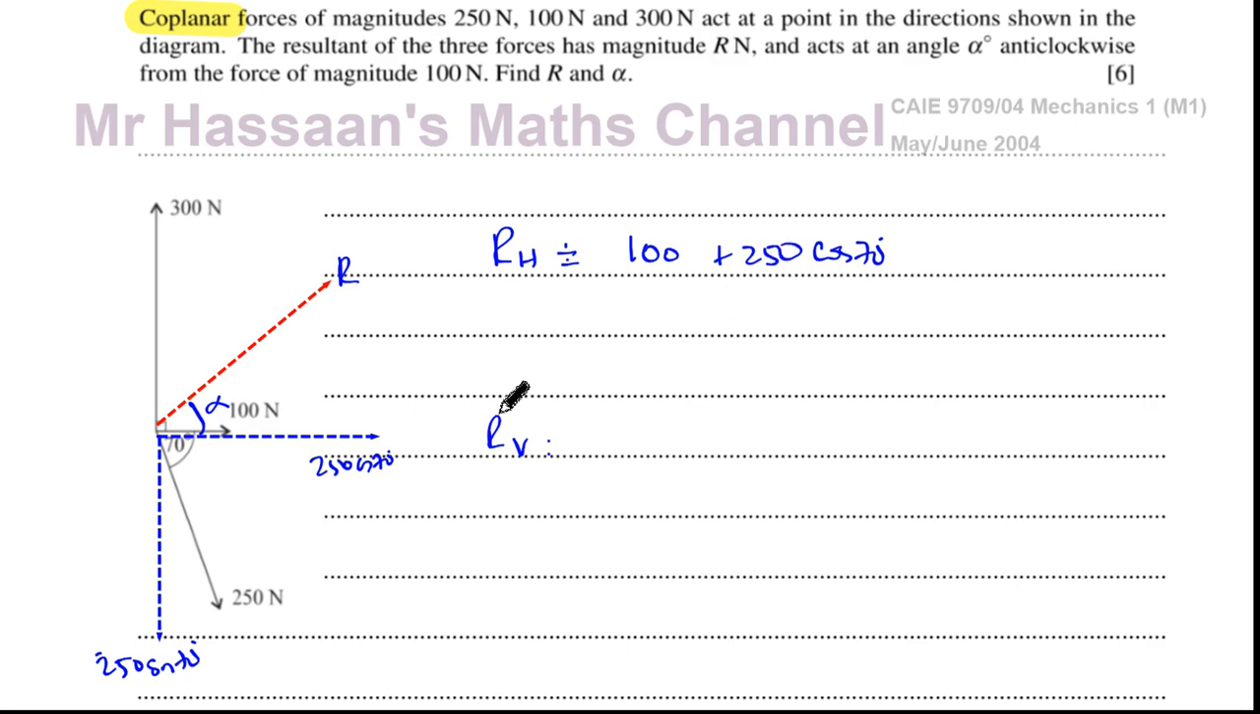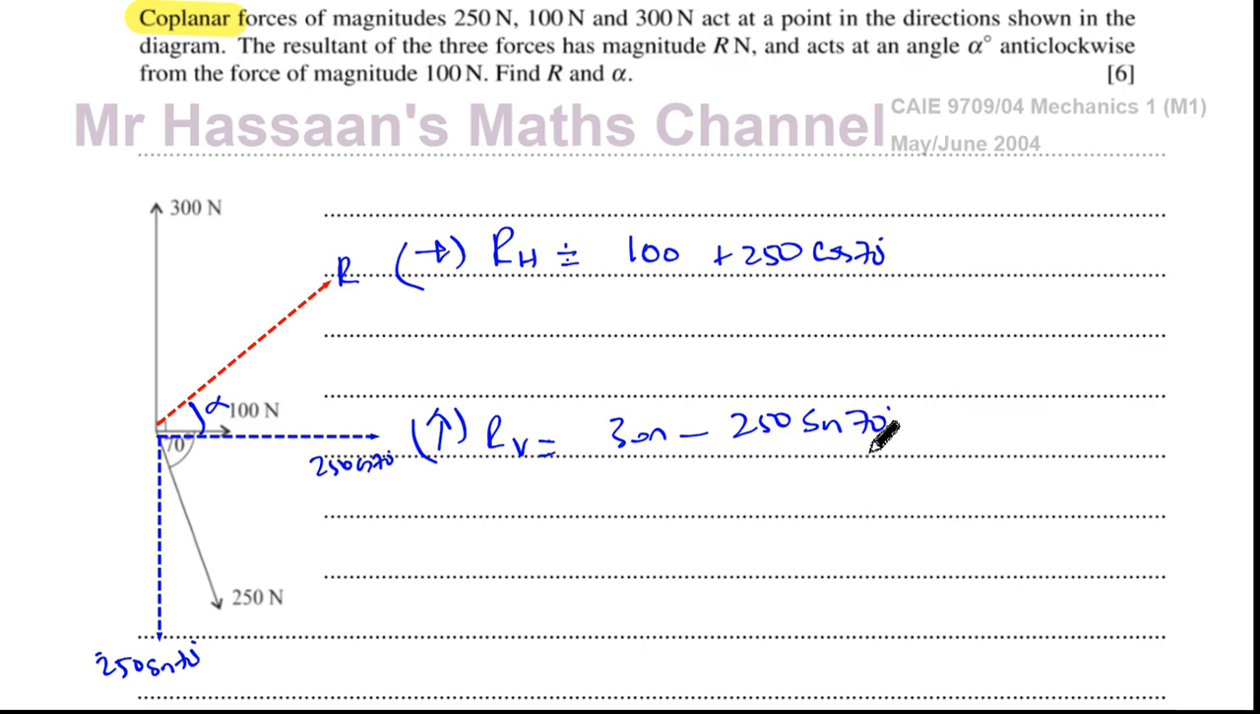Okay, so those are the horizontal forces acting on this particle, and the vertical forces. I've used right as positive here, and here I'm going to use up as positive. So the vertical forces acting on this are going to be 300 minus 250 times the sine of 70.